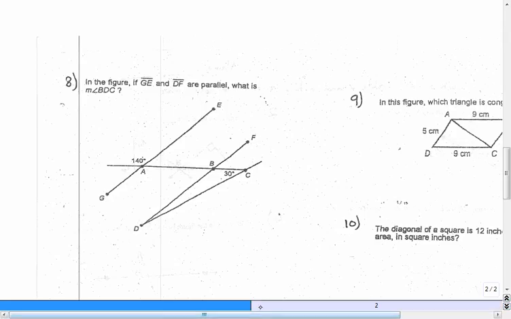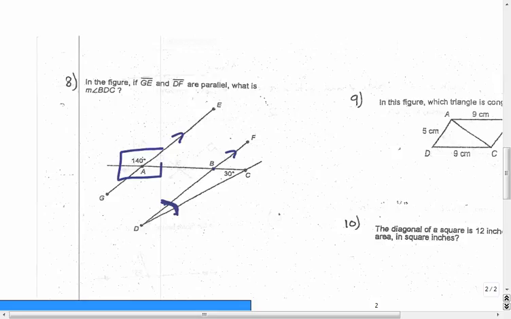Okay, number 8. I know that GE is parallel to DS. I want to find the measure of angle BDC. So I'm trying to find this angle right here. Okay, I know that when I have parallel lines, these two are vertical angles. I can move this over here. So this is 140, so this is also 140.